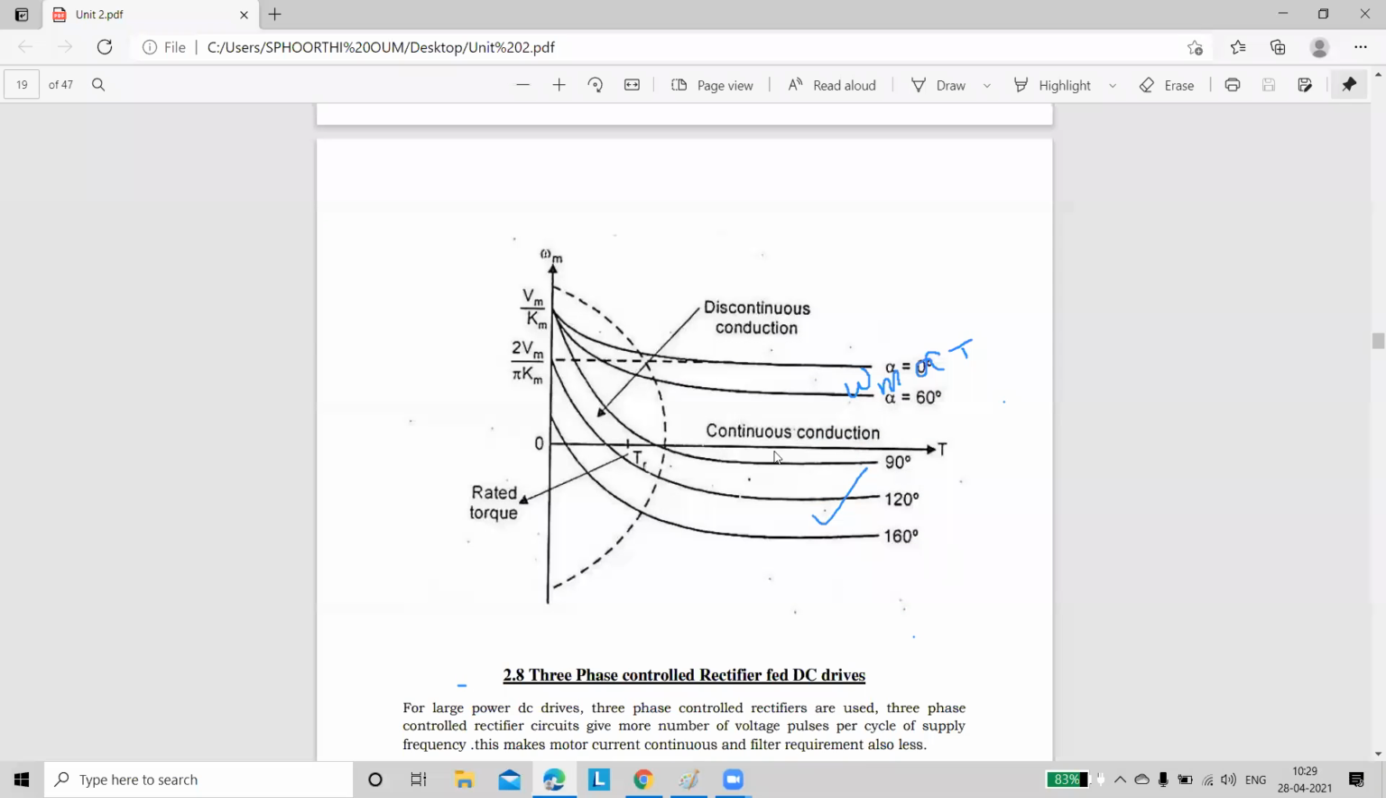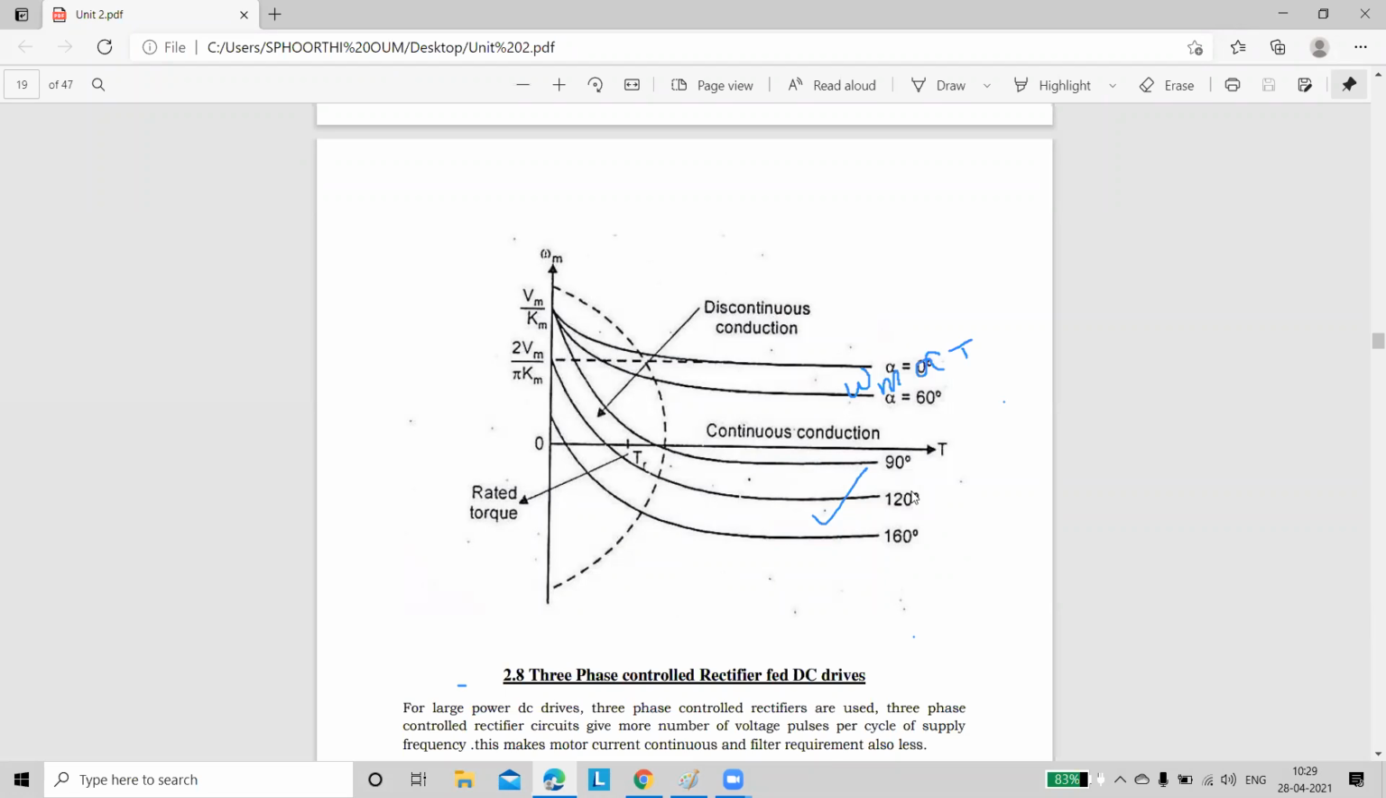Think about it once. The x-axis is torque and the y-axis is speed. Whenever you are increasing the firing angle gradually, our rectifier is going to be operated from discontinuous conduction mode to continuous conduction mode. Is it right or not? Check the knowledge learned from power electronics. By increasing the firing angle, our thyristor rectifier is operated from discontinuous mode to continuous mode. Is it right or not? Yes, ma'am.